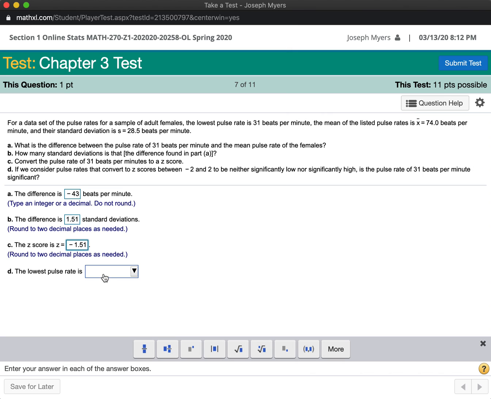And then the lowest pulse rate, it says, is 31 beats per minute. But this 31 beats per minute only has a z-score of -1.51. And so that's between -2 and 2, so that's considered normal. That is not significant.